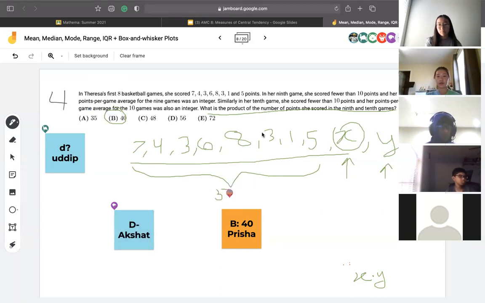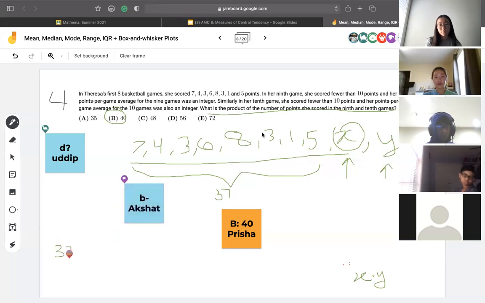So the first 8 games, the scores add up to 37. And now we know that 37 plus x divided by 9 is some kind of integer, and x has to be lower than 10. So we know x is a positive number, or I mean, it's not negative, so the total has to be higher than 37. And when we divide by 9, it has to be an integer.